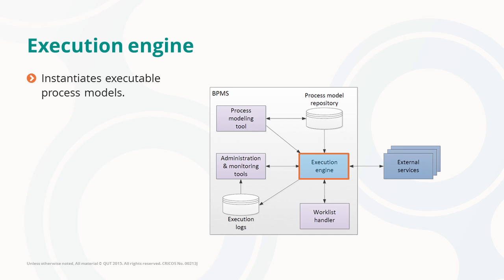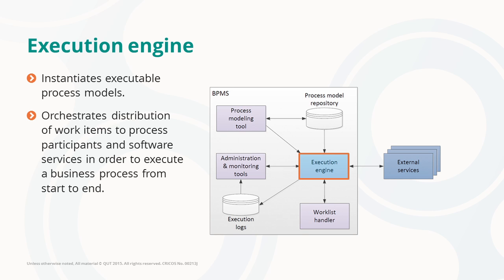It is also responsible for orchestrating the distribution of work that happens in a given process instance. When a task is executed in a process instance, its instantiation is called a work item. Work items are assigned to the process participants or to the services with which the BPMS communicates. The execution engine is responsible for detecting when work items should start and for managing the life cycle of those work items. The execution engine is also responsible for recording all the events that happen while the process is being executed.